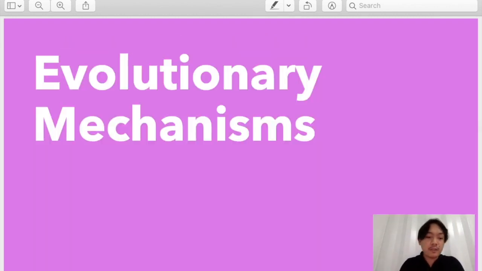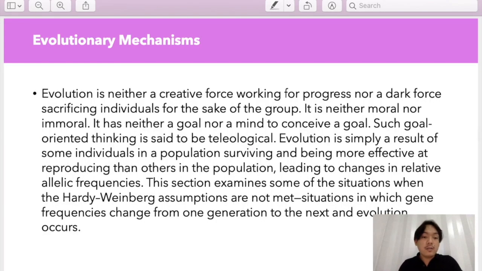So what are these evolutionary mechanisms? Evolutionary mechanisms that are acting. Here, evolution is described as neither a creative force working for progress nor a dark force sacrificing individuals for the sake of the group. It is neither moral nor immoral. It's neither a goal nor a mind to conceive a goal. Such goal-oriented thinking is said to be teleological. Evolution is simply a result of some individuals in the population surviving and being more effective at reproducing than others.